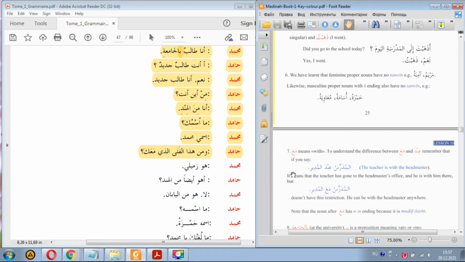Well, there is a difference. When you say al-mudarrisu inda al-mudiri, it means that the teacher has gone to the headmaster's office and he is therefore with him there. But if you say al-mudarrisu ma'al-mudiri, it doesn't have this restriction. He can be with the headmaster anywhere.